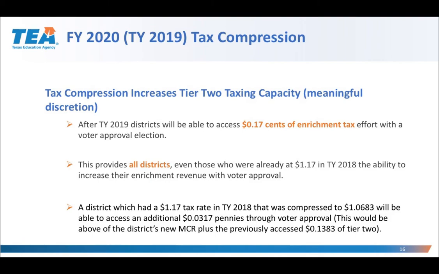FY 2020 tax compression. So the first thing to note is that the tax compression is going to increase the Tier 2 taxing capacity. The compression that was provided on the enrichment tax rate in tax year 2019 has expanded the capacity for even districts that were at $1.17 to go out and seek another 3 pennies in tax year 2020. So that is going to increase the Tier 2 taxing capacity for everybody and allow those districts to access another 3 pennies in tax year 2020 when tax ratification elections become available again.